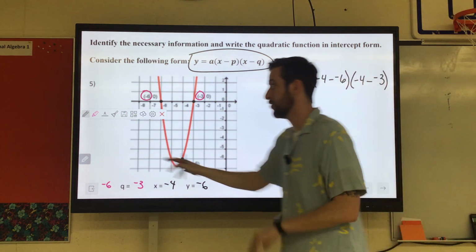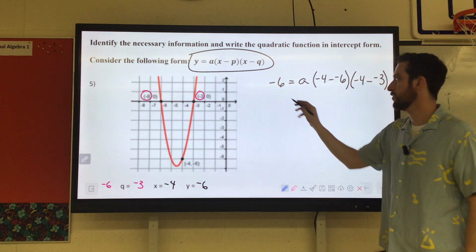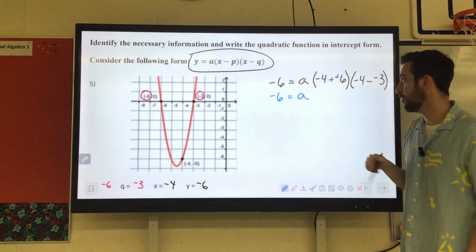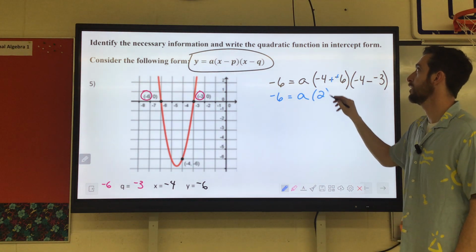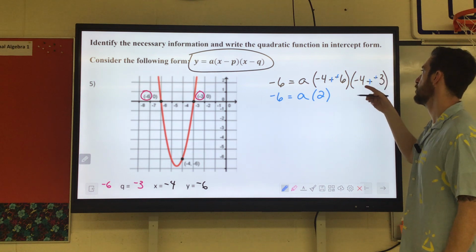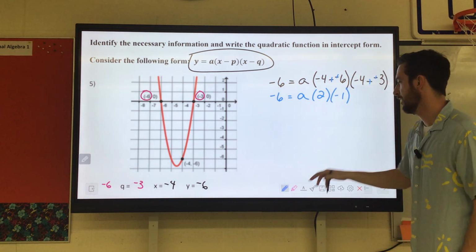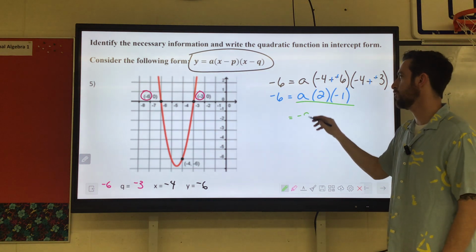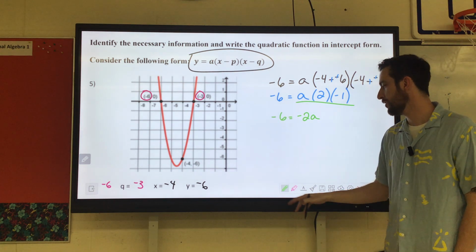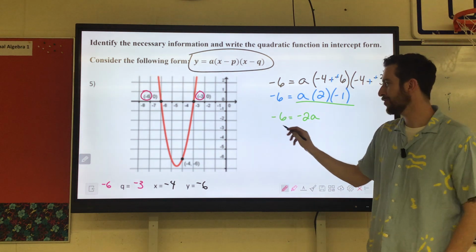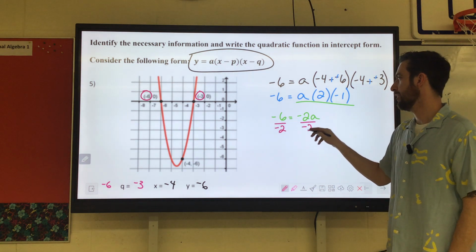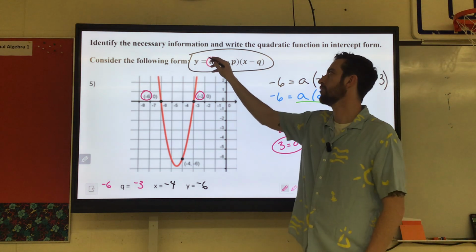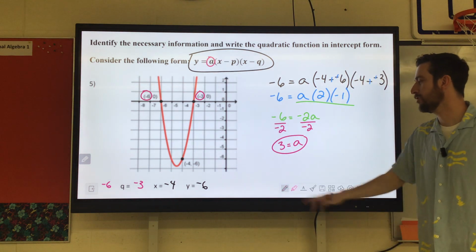Let's simplify this as much as we can over here. So -6 equals a. Hey, look, when you have minus negative, it's the same as plus positive. So -4 plus 6 is 2. Over here, same thing. -4 plus 3 is -1. So this whole right side, if I multiply a times 2 times -1, that's -2a equals -6. There we could just divide both sides by -2. And that shows us 3 for a. So a is 3.